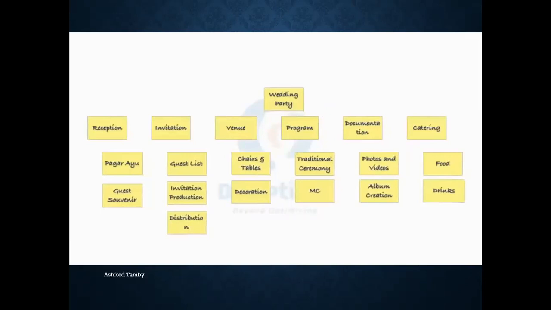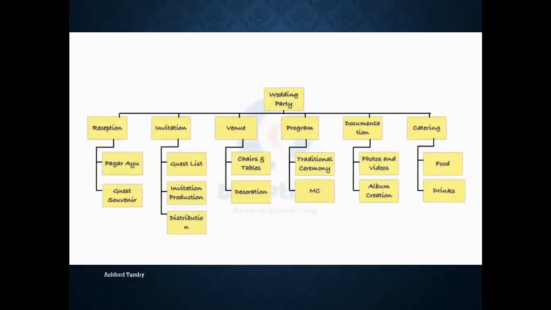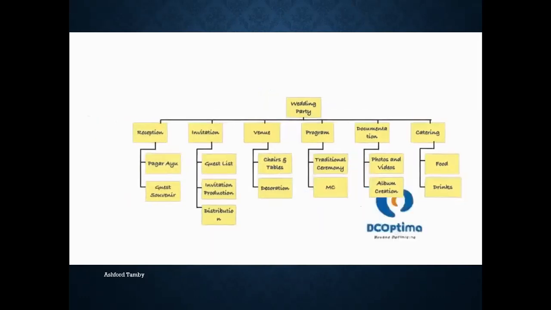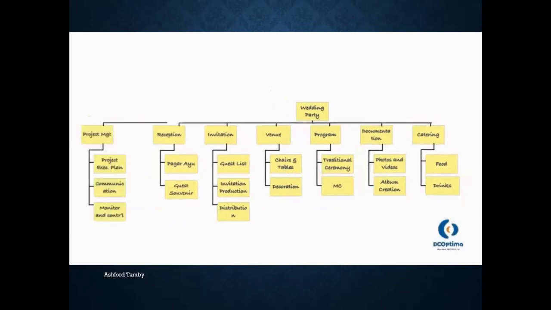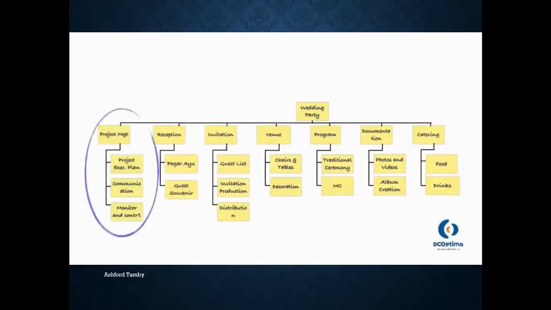At this point, we need to add the lines to show the structure of this WBS. Now, we have a complete WBS. Wait a minute. We miss one important major deliverable, project management. Project management elements have to exist in every WBS. It represents the work to be done in managing all the processes of other elements in the project's WBS.